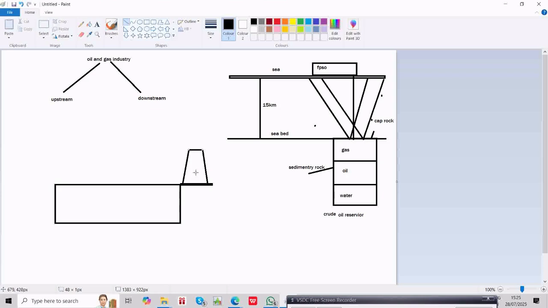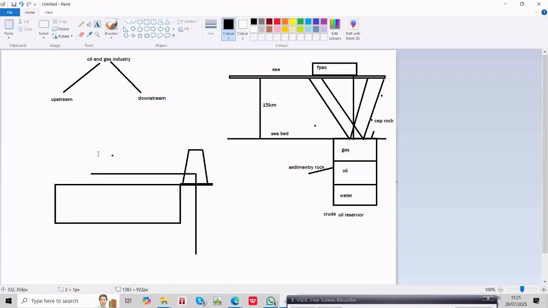This is your turret, and from the turret you have a drilling bit that goes like this. Now, inside the turret, outside the turret, it depends. I'm not going into detail of that. So this mixture will come to this turret, and from this turret it goes to the process unit, which is at the top of the FPSO, right?